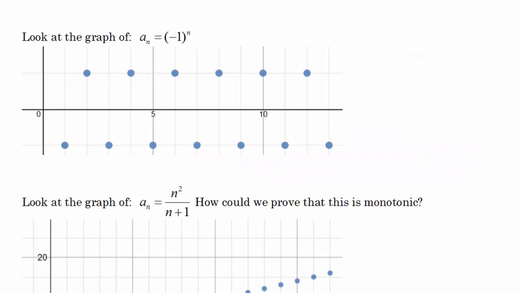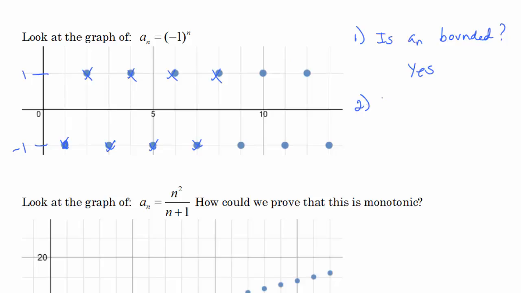So let's look at this graph. It's just -1 to a power. So what are we going to get? We're going to get a -1, a +1, -1, +1, -1, +1, -1, +1, forever. The first question is, is the sequence bounded? And the answer is yes, because we are bounded between -1 and +1.